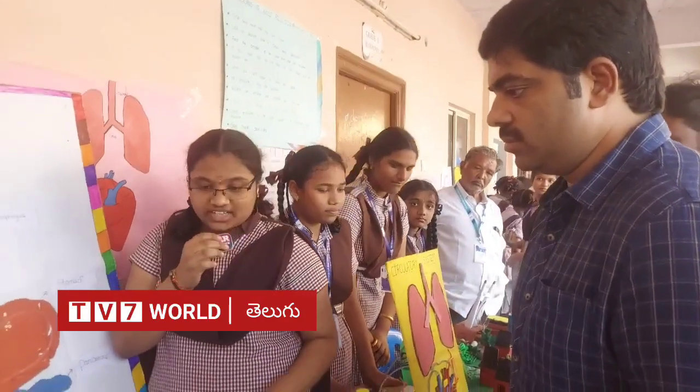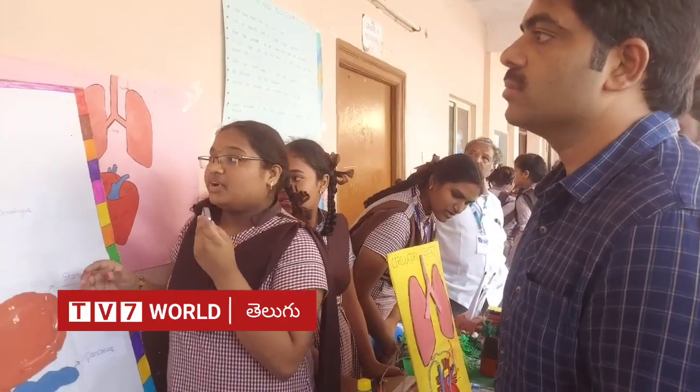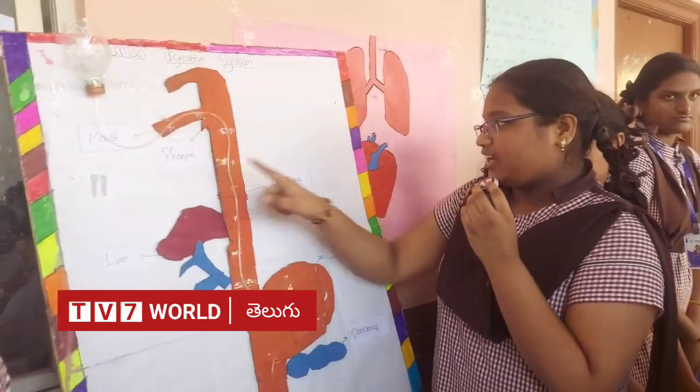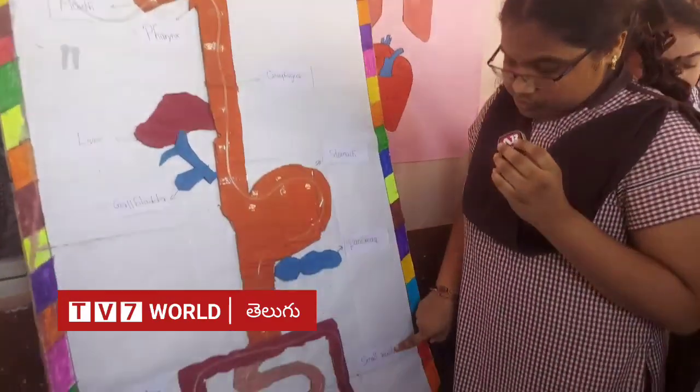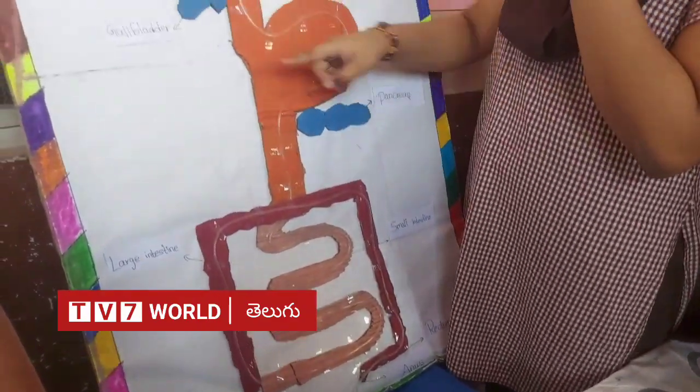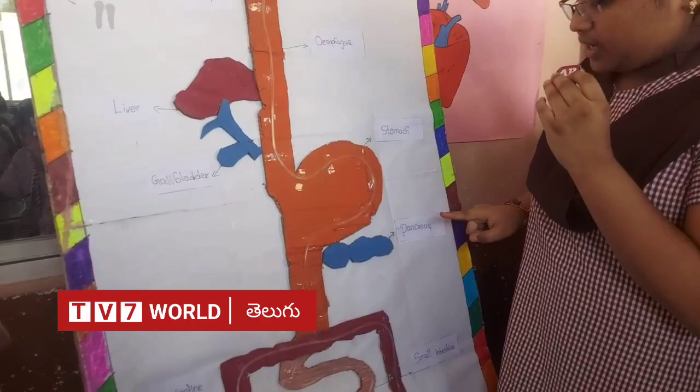I am studying ninth class. This is the human digestive system. The human digestive system includes the mouth, pharynx, esophagus, stomach, small intestine, large intestine, rectum, and anus. It also includes the liver, gallbladder, and pancreas.